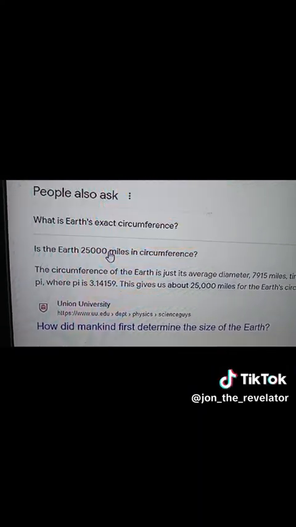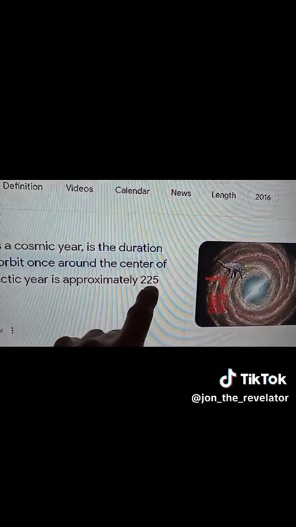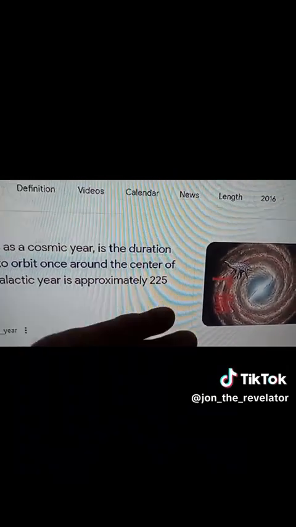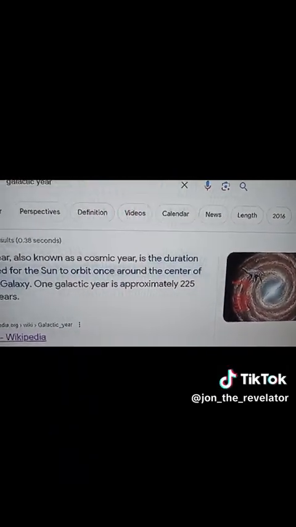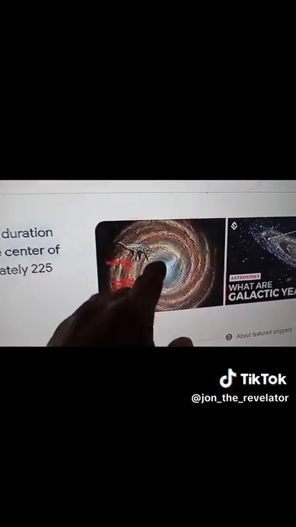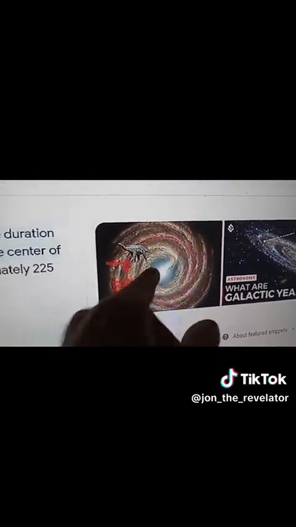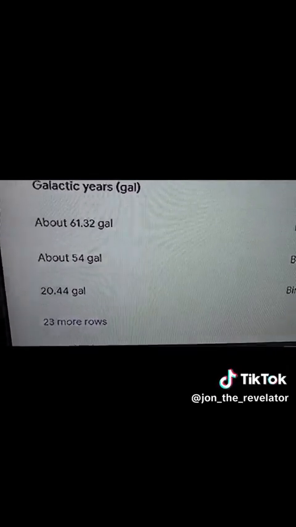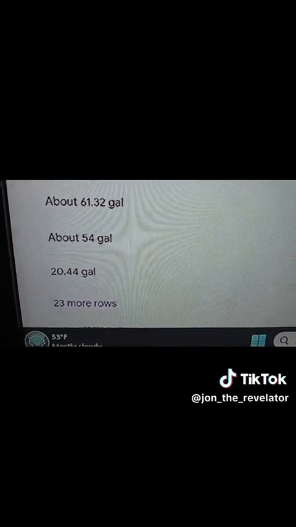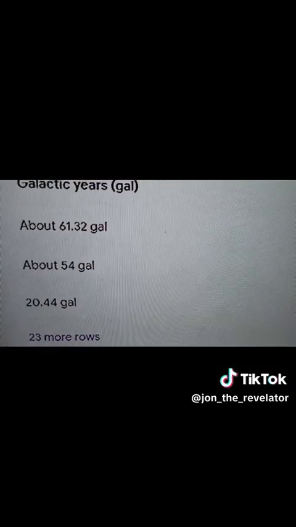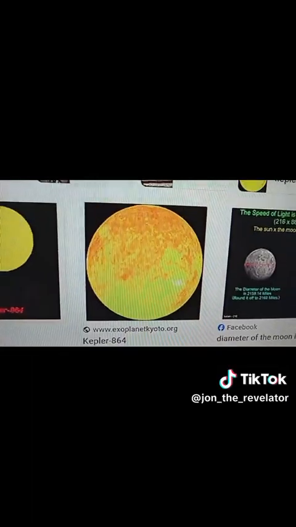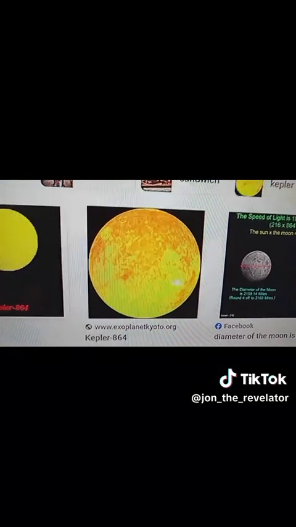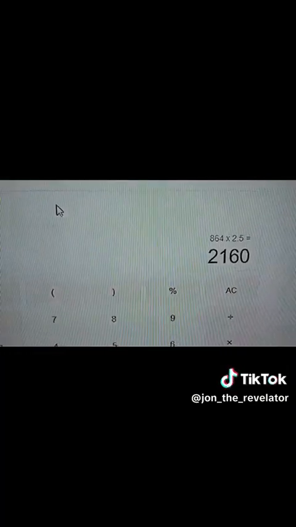But the problem with the galactic year is they have it at 225 instead of 250, which is technically 250 million years. That would be a full rotation, like a clock on a larger scale. That's why our Milky Way is technically 54 galactic years old. The 6 times 9 is 54, squaring the circle. Yin and yang, factors of 3, 6, 9. The sun is technically 864 miles in diameter. And 864 times 2.5 is 2160. There's that 2.5 or 25 again.